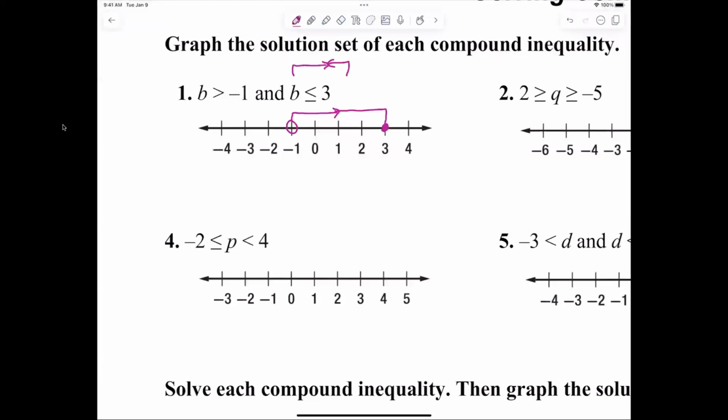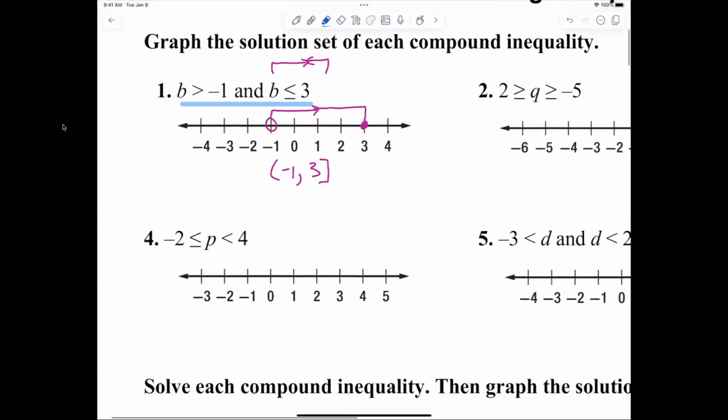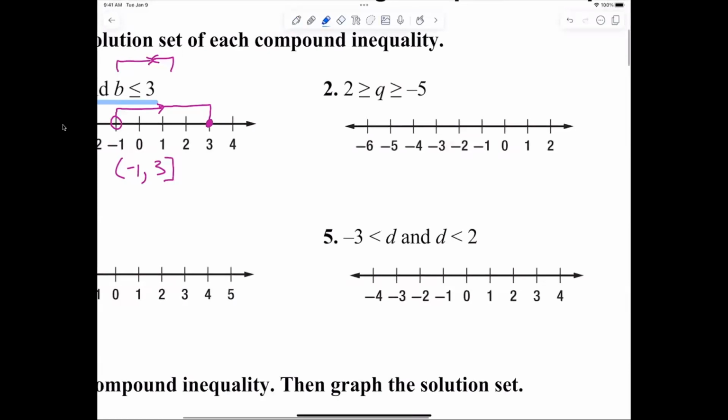All right. Now, if I wanted to write that in interval notation, I would simply write -1 and 3, and there would be a bracket at what? 3. The reason why there's a bracket at 3 is because 3 is equal to. That is correct. That's how simple that is. All right. So this is one way of writing this statement. Over here, this is simply saying that Q is between what two numbers?